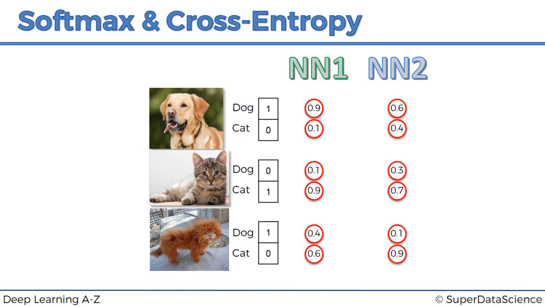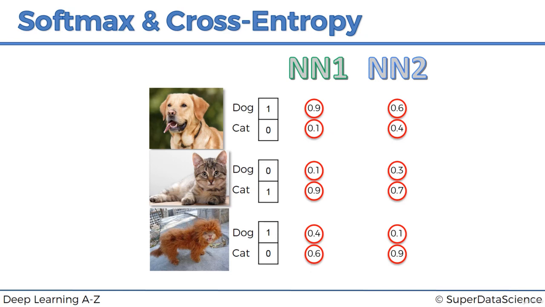So the key here is that even though both networks got it wrong in the last one, throughout all 3 images, neural network 1 was outperforming neural network 2. So even in the last case, it gave dog a 40% chance, as opposed to neural network 2 only giving dog a 10% chance. So neural network 1 is outperforming across the board when compared to neural network 2.